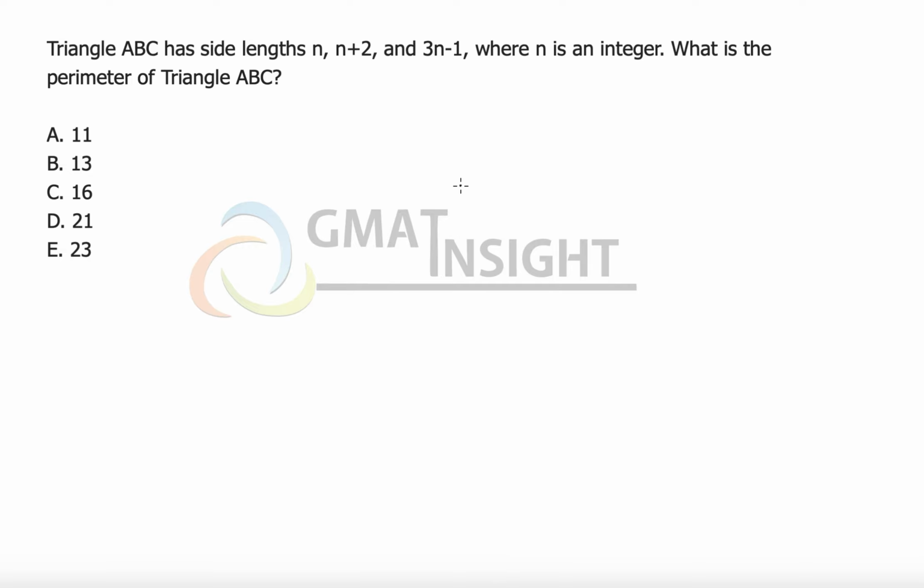Triangle ABC has sides of length n plus 2, 3n, and minus 1, where n is an integer. What is the perimeter of the triangle?